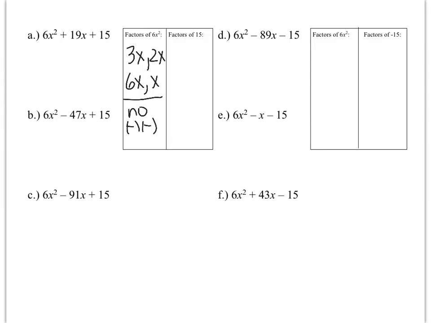However, on the last term, we could break up the last term into 15 times 1 or 5 and 3. But then also with the last term, we can do negatives times negatives. So we're going to do negative 15 times negative 1, or we can do negative 5 times negative 3. Okay? So just keep that in mind. I want you to never break up the first term into two negatives. You're always going to just stick with the first term being positive. It's just going to make your life easier. However, the last term might sometimes have to be broken up into negatives.